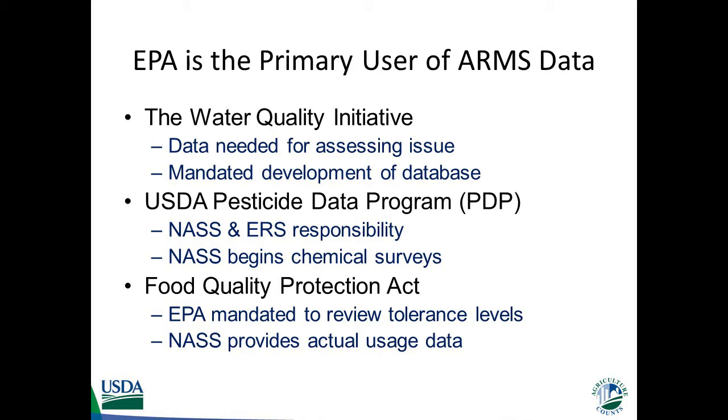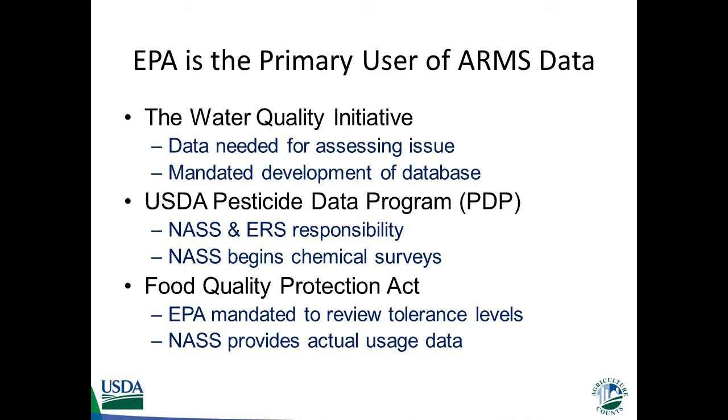To fulfill this mandate, NASS and ERS were given the responsibility to develop USDA's pesticide data program. Starting in 1990, NASS began collecting agricultural fertilizer and pesticide use data for major field crops in selected fruit, vegetables, melons, and strawberries. This data has been used to build a database for the USDA's Pesticide Data Program, or PDP. The PDP is used by USDA to evaluate the safety of the nation's food supply.